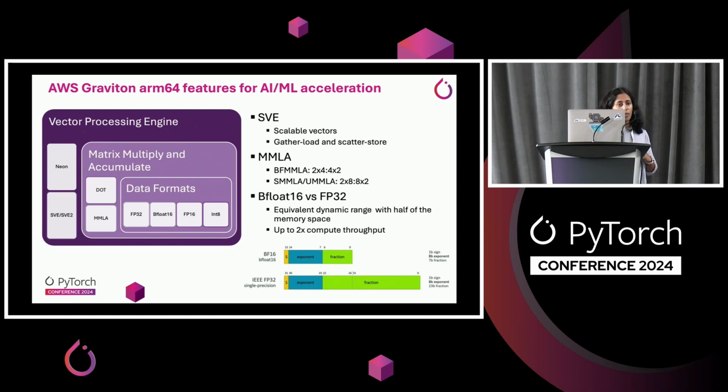Coming to the data formats, along with floating point 32, it supports bfloat16. As many of you are familiar, BF16 supports the same dynamic range as FP32, but with half the memory space. What it means is it can accelerate both compute-bound as well as memory-bound operations, and can deliver up to 2x throughput without any significant drop in accuracy, which is the right balance for inference especially. It also supports int8 instructions for quantized operators, which is, again, gaining interest in the generative AI field.